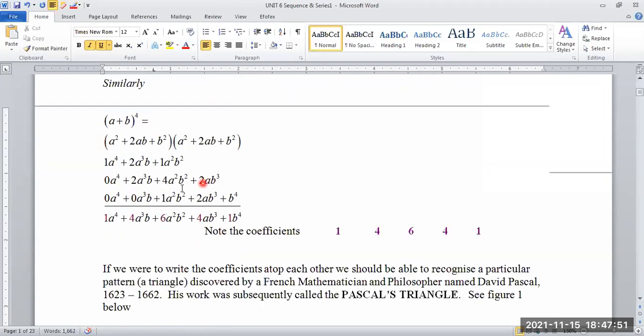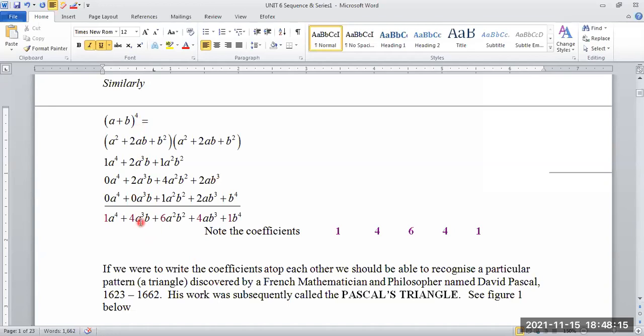One more time. Watch it. A to the 4th. When this loses a power, it means the other term in the parentheses has to pick it up. So a loses a power, it becomes a cubed. And then b picks it up, so b becomes b to the 1st. 3 plus 1 gives 4, because the overall power has to be 4 at all times.